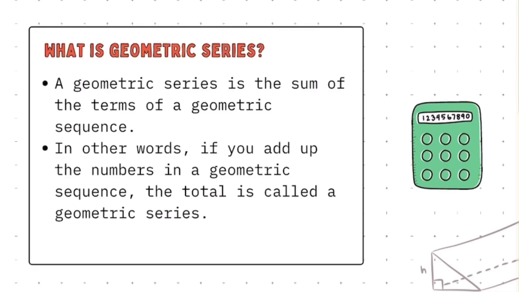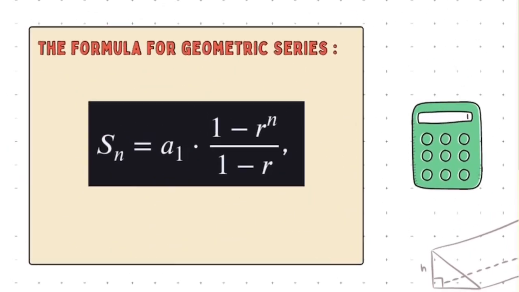What is a geometric series? A geometric series is the sum of the terms of a geometric sequence. In other words, if you add up the numbers in a geometric sequence, the total is called a geometric series. The formula is S sub n equals a1 multiplied by the quantity 1 minus r raised to the n, all over the quantity 1 minus r, where r is not equal to 1.